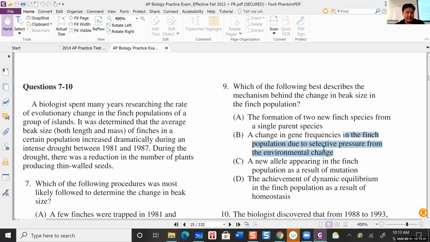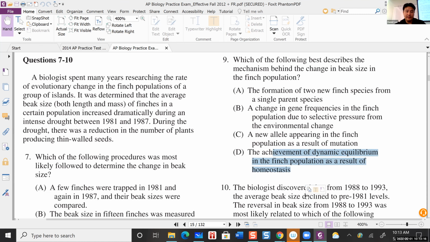You have a selective pressure against finches with small beaks. A new allele appears. That's the only way to get a new allele, which is mutation. Nope. Achievement of dynamic equilibrium in the finch population, which is homeostasis. Doesn't even make sense. So number nine, the answer has to be B. It's a selective pressure resulting from changes in the environment.